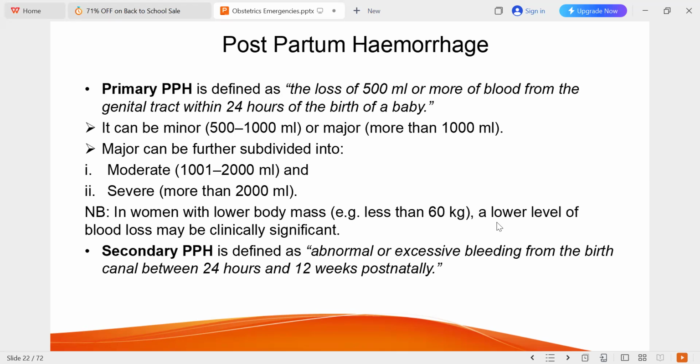So when you have a blood loss of more than 2 liters, it is severe. All right. But note that women with lower body mass, especially those who are less than 60 kg, a lower level of blood loss may be clinically significant. So we're not just looking at the numbers. Okay. So secondary PPH is when the abnormal excessive bleeding continues from the birth canal between 24 hours and 12 weeks postpartum. Okay, so primary and secondary PPH are very, very critical causes of maternal morbidity and mortality.